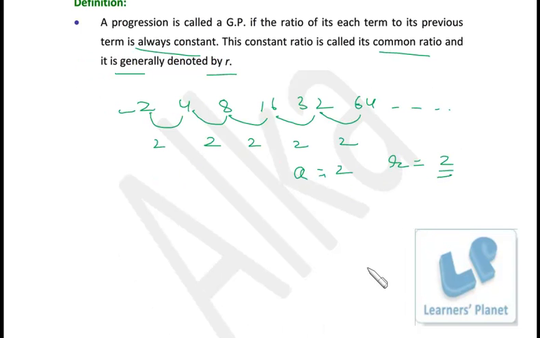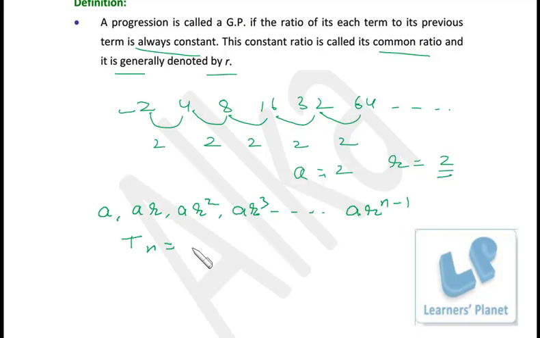So how do we represent a GP? Suppose the first term is a, then the second term will be ar, then the third term will be ar square, ar cube, and the last term is ar^(n-1). That is, the nth term of a GP is ar^(n-1).